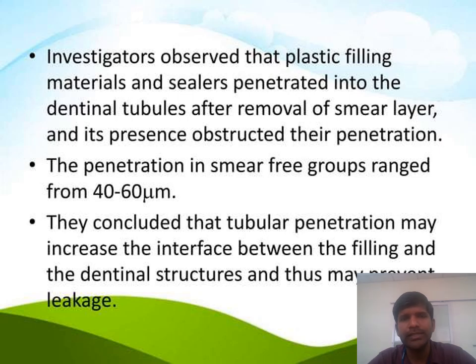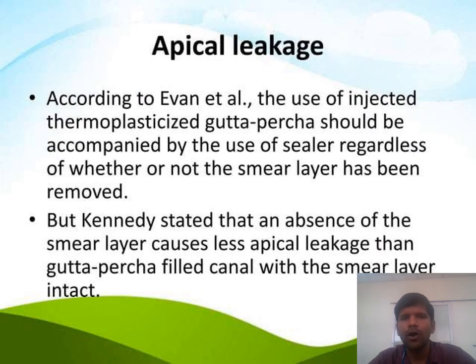Investigators observed that plastic filling materials and sealers penetrated into dentinal tubules after the removal of smear layer, and its presence obstructed their penetration. The penetration in smear-free groups ranged from 40 to 60 micrometers. They concluded that tubular penetration may increase the interface between the filling and the dentinal structures and thus may prevent leakage. Apical leakage. According to Evans et al., the use of injected thermoplasticized gutta percha should be accompanied by the use of sealer regardless of whether or not the smear layer has been removed.